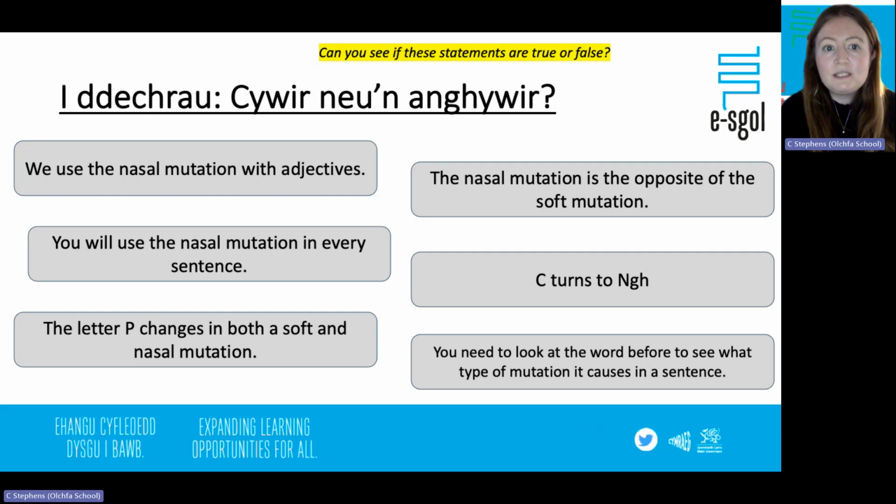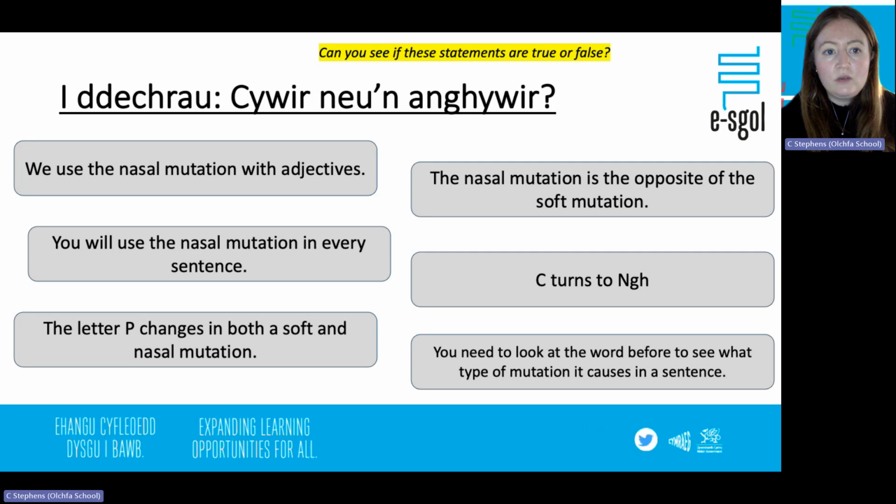So, for us to understand when we use the mutations, now there are more than one mutation. There's 3 mutations that we use in Gymraeg. We need to understand when we use them and when not to use them. Okay, and which mutation we actually need. So, can we see if these statements are true or false?